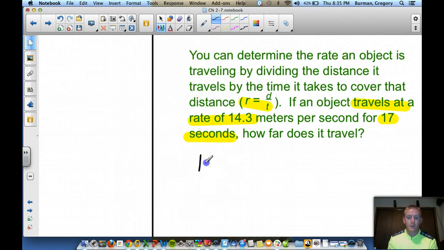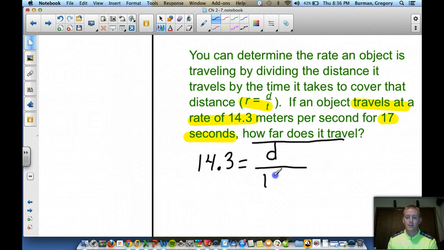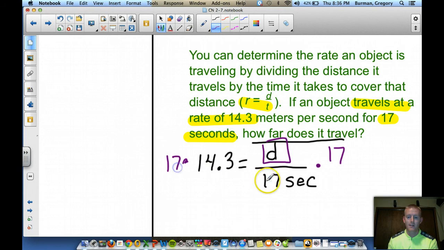So r was 14.3. We are trying to figure out how far, that's a distance, and the time was 17 seconds. Okay, so the d is being divided by 17. So that's what's happening to our variable. When we divide by 17, the undoing of that would be to multiply both sides by 17. So those cancel, and then this d, the distance, is equal to whatever 17 times 14.3 is.